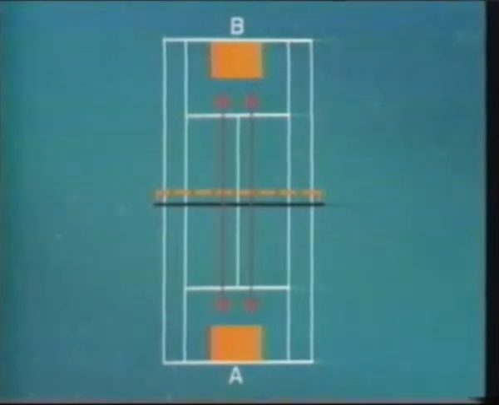An effective way to reinforce the height of the ball over the net is to string a rope several feet above the net. The depth of the shot can be reinforced by using targets in the back of the court.